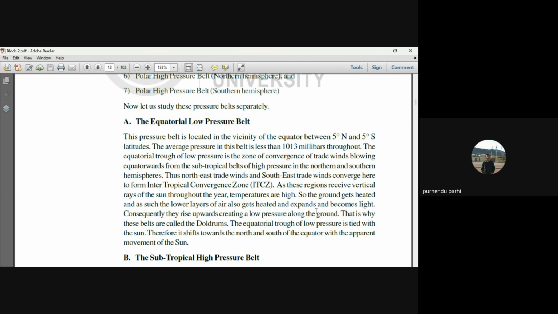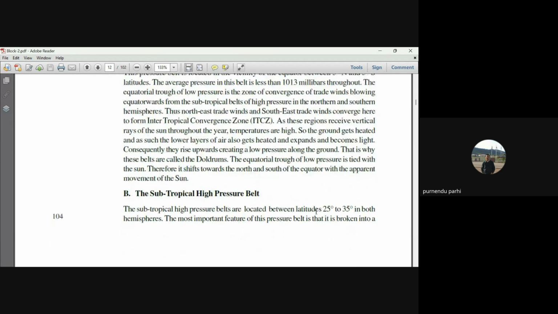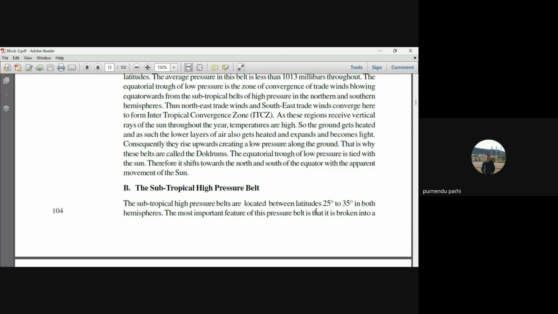The equatorial trough of low pressure is tied with the sun. Therefore, it shifts towards the north and south of the equator with the apparent movement of the sun. Then the subtropical high pressure belt. The subtropical high pressure belts are located between 25 degree to 35 degree latitude in both the hemispheres.